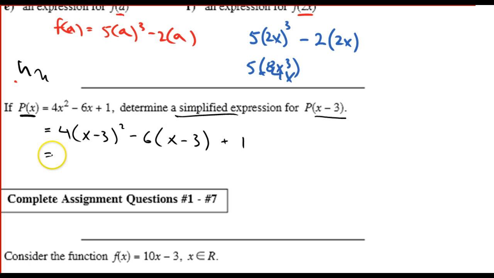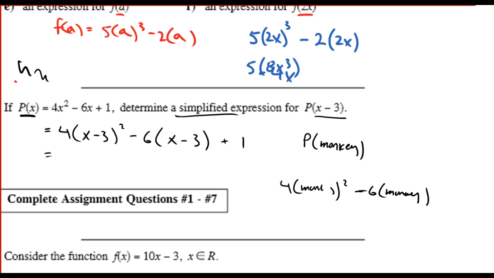You can go ahead and simplify that. You have to FOIL this and distribute this, and I think we can all understand that from the previous unit. The key idea here is to use whatever your input is. If this was p at monkey, you would have to go 4 monkey squared minus 6 brackets monkey plus 1. So you get the idea, that you can have anything as the input. All right.